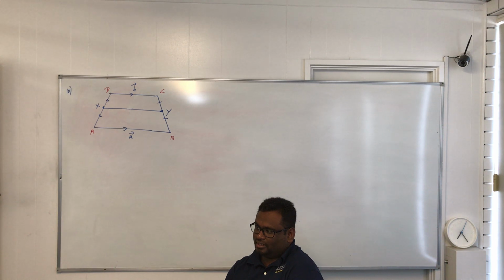So AB is given as A, go with these segments and if you add them together, you get the. DC is given as B, that's it. A minus B. If you add these two, you get that, which is equal to this. Then they have given you this.